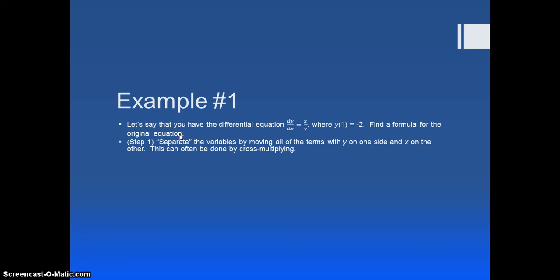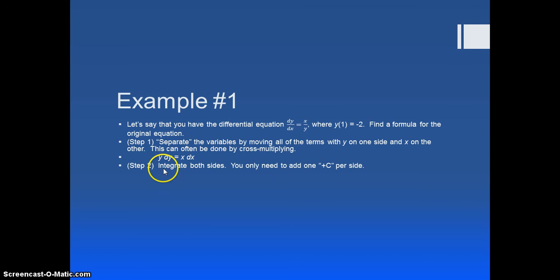First step that you want to undergo when you're trying to solve a separable differential equation is to separate the variables. So you want everything with y or one variable on one side and x or the other variable on another side. Oftentimes you can do this by cross multiplying. In this case we get y dy is equal to x dx, which allows us to have all the y's, including the dy part on one side, and all the x's, including the dx on another side.